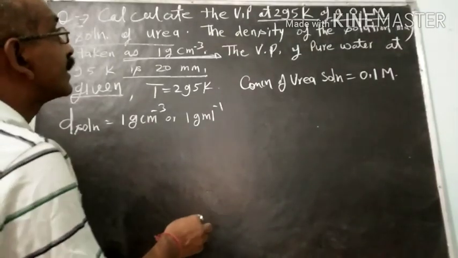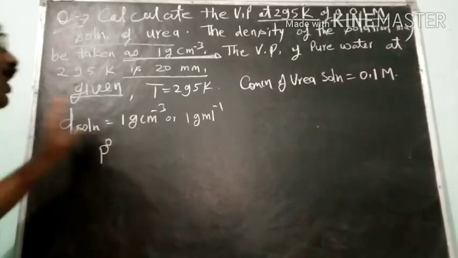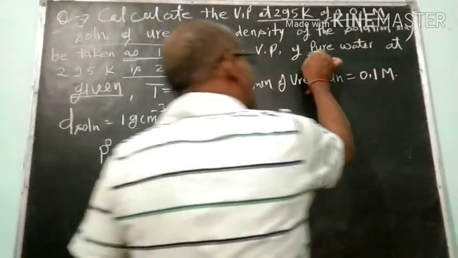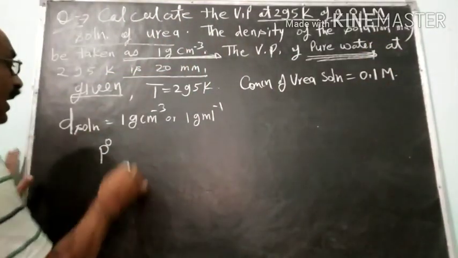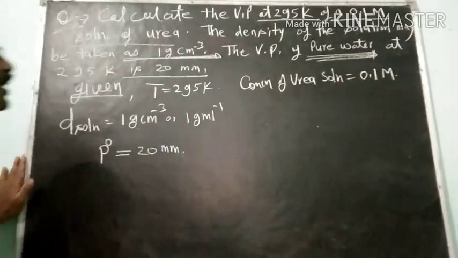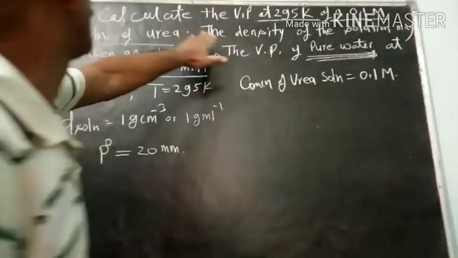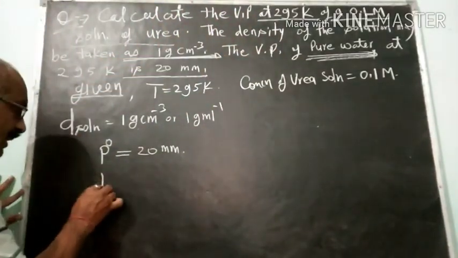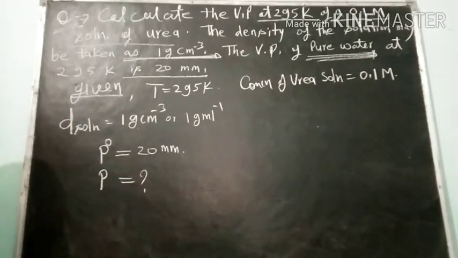This is the vapor pressure of pure solvent, because the solvent is water, and the vapor pressure of pure solvent is given. It is 20 mm. Okay? And we have to calculate the vapor pressure of the solution. Means P is to be calculated. Is it clear?